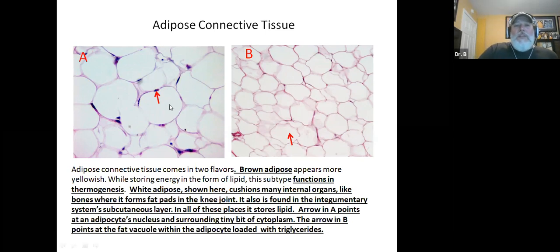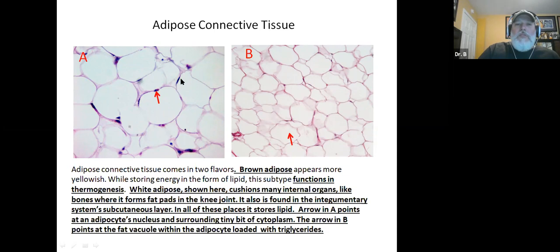Now, what we see on these slides is individual adipocytes. This is one adipocyte. That's the nucleus of the adipocyte, smashed over to the side. And why is it smashed over to the side? Because all of this clear area right here is the fat vacuole, and this is where the triglycerides are stored. So as we build up triglycerides in here, basically all of the cytoplasm and the nucleus gets smashed over to one side of the cell.